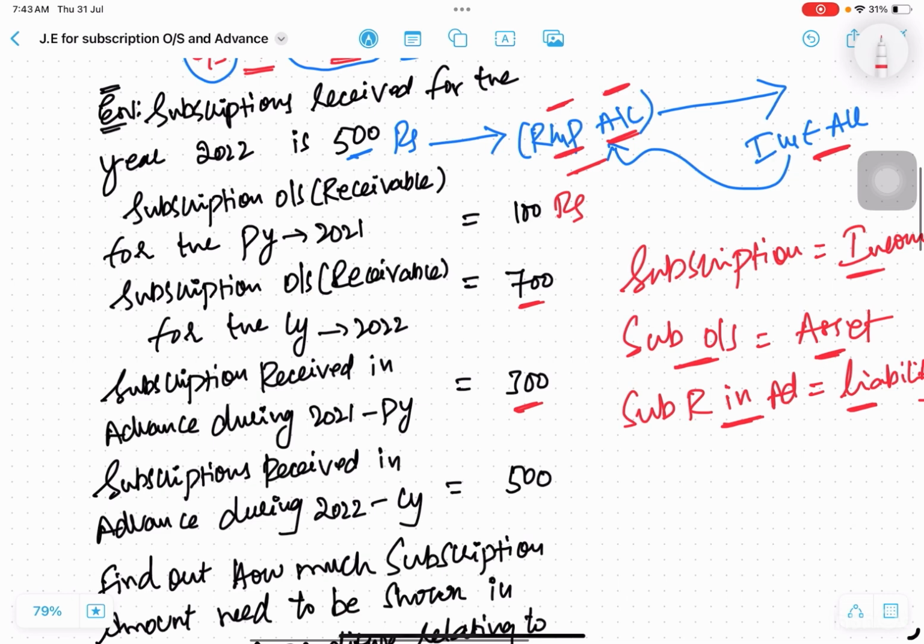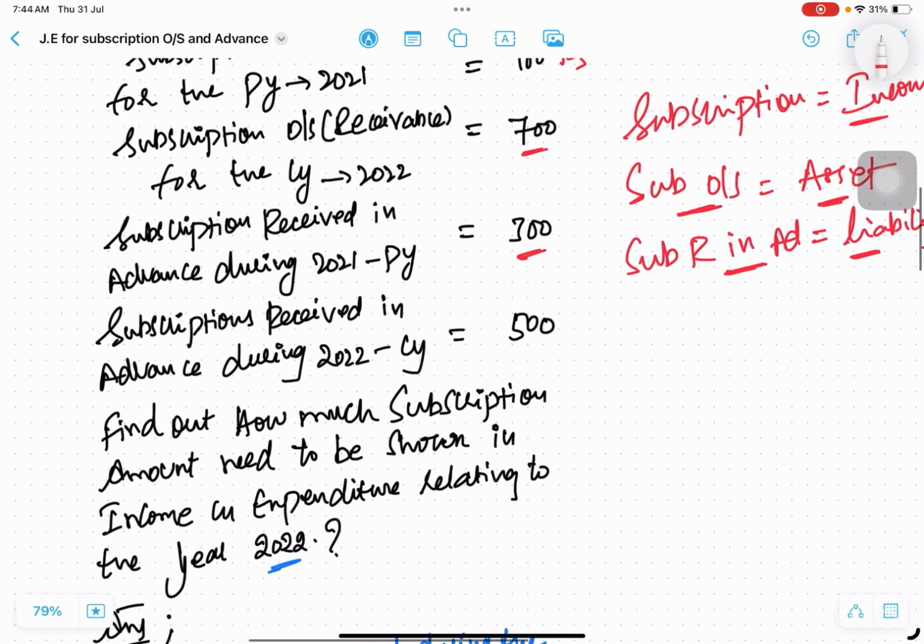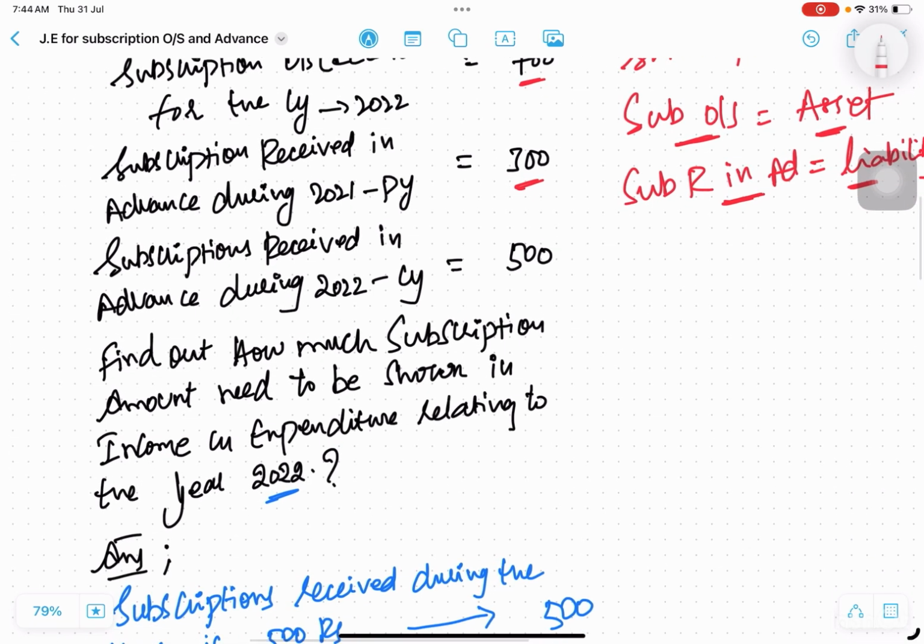Now outstanding subscription receivable for the previous year 2021 is 100 rupees. That means last year they had the right to receive but they didn't receive that 100 rupees. Current year outstanding subscription, that means yet to receive, not received, is 700 rupees. Last year subscription received in advance is 300 rupees. Current year subscription received in advance is 500 rupees.